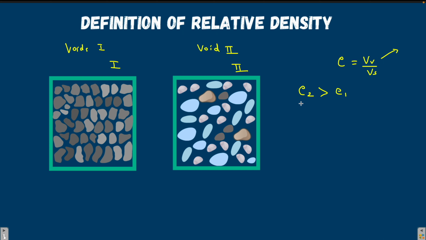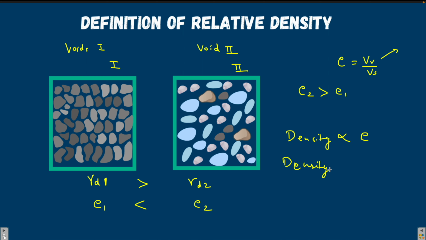Moreover, if the volume is the same and the soil particles are completely dry, then gamma d of the first box, that means the dry density of the first box, is greater than the gamma d of the second box. Also, the void ratio is less than the void ratio of the second one. So we can conclude one thing: density is directly proportional to dry density and inversely proportional to void ratio. This also means e is inversely proportional to gamma d.